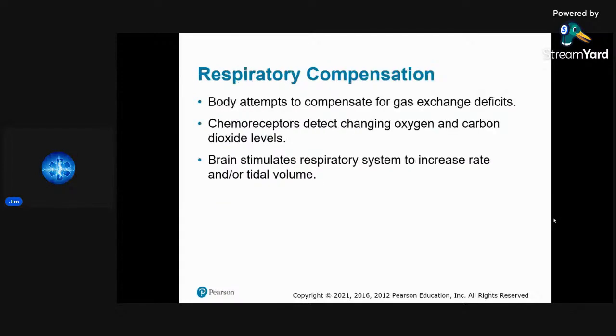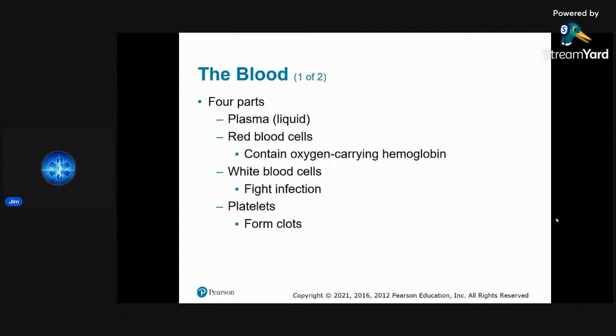Okay. Moving on to the blood. Four parts. Plasma makes up the majority of the blood. That's the liquid. The red blood cells carry hemoglobin, which the oxygen binds to. The white blood cells are the leukocytes. They're the soldiers, right? The troops, they fight infection. And the platelets will form the clots. They plug the holes.